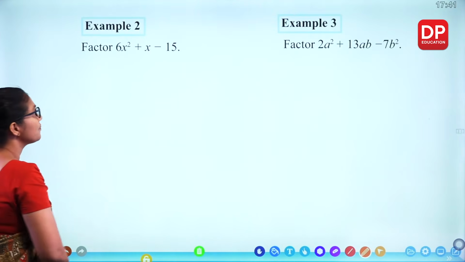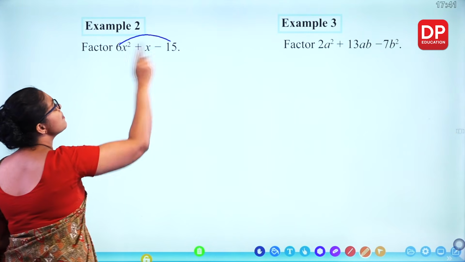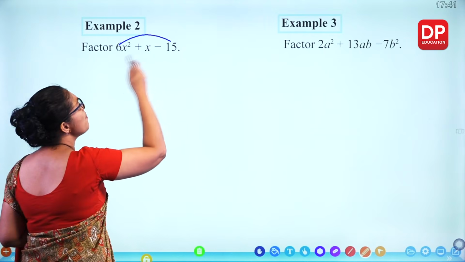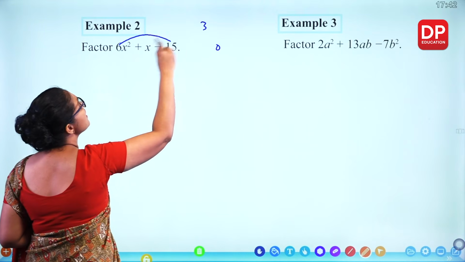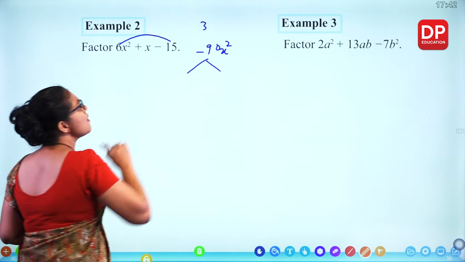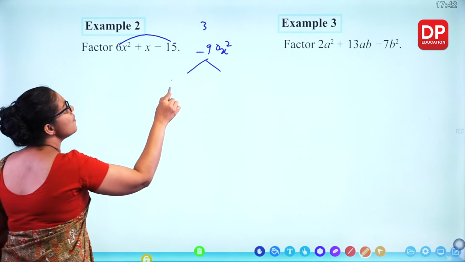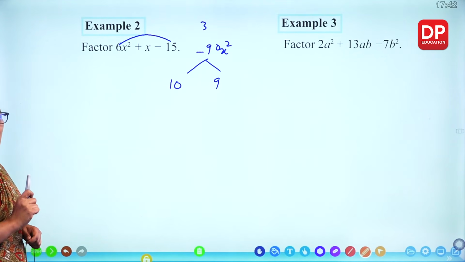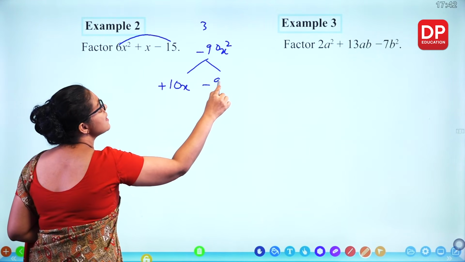Now we'll look at example number 2. Here in this question, again you need to multiply these two. So you have to multiply 6 and minus 15. When you multiply 6 and minus 15, what do you get? 6 times 5 is 30, 3 remaining, and 9. So you get minus 90 x squared. Now see what are the factors of minus 90 that give plus 1. We know that's 10 and 9. The middle term is positive, so the bigger number should be positive. So here you get plus 10 and minus 9.